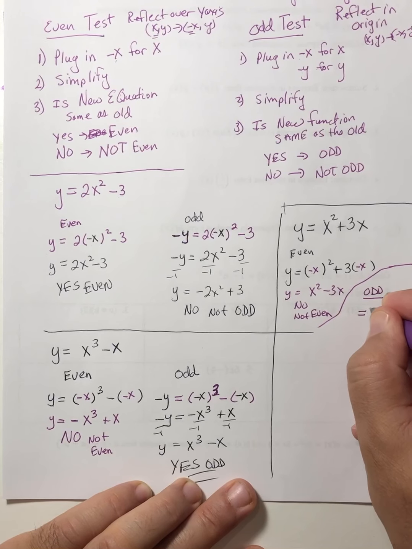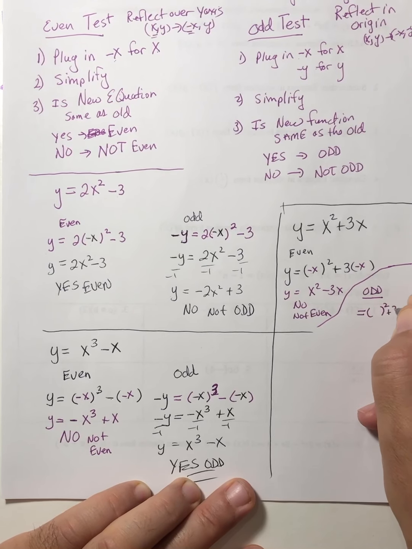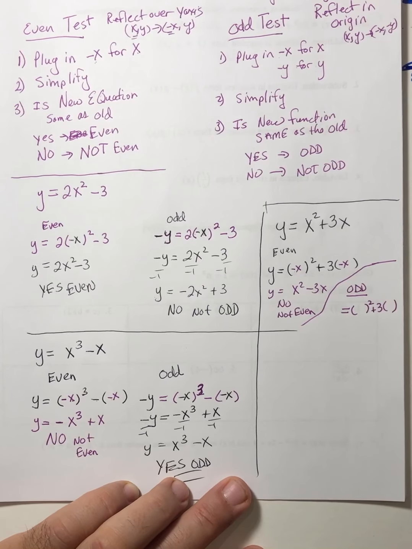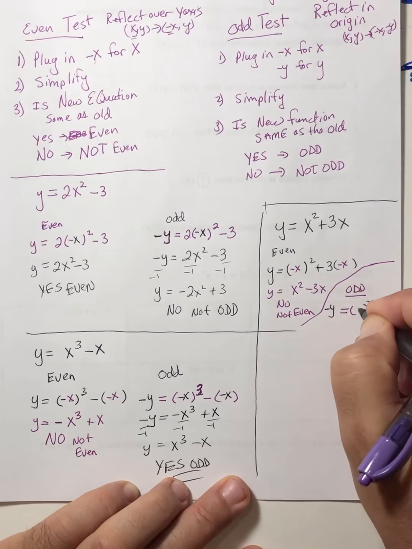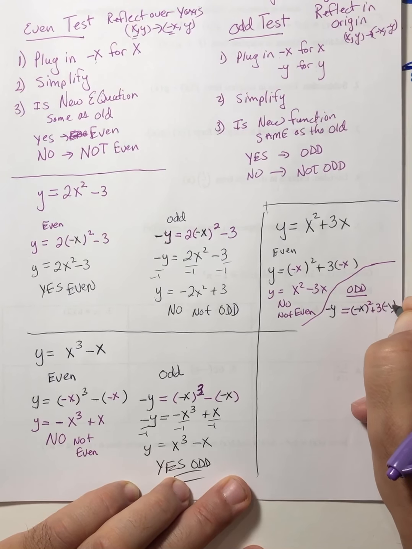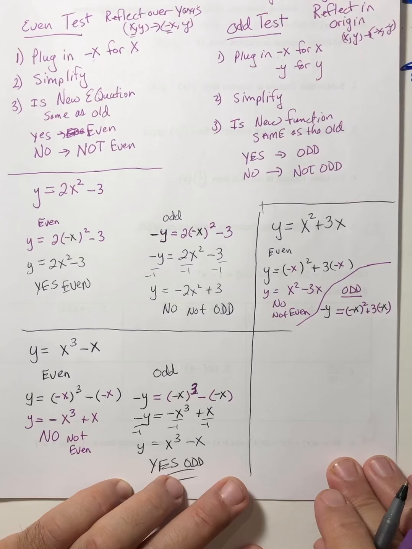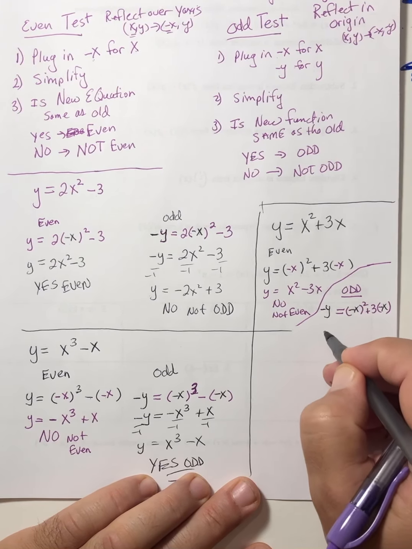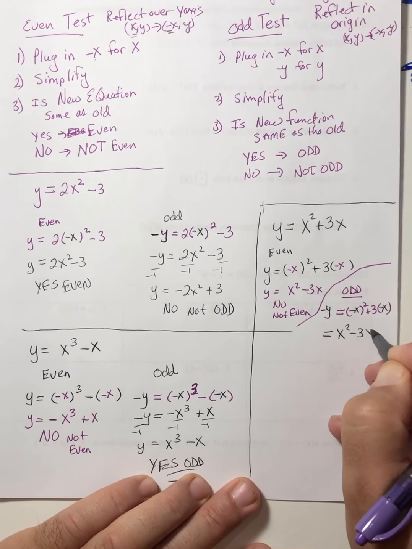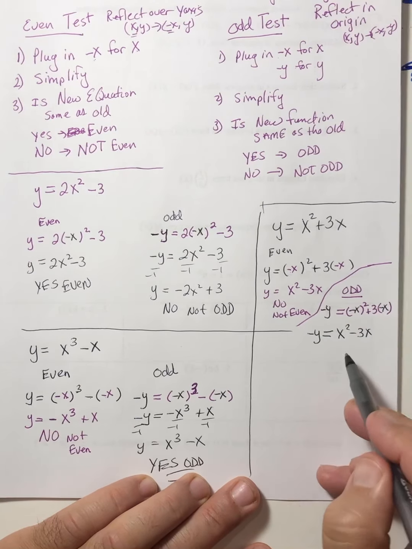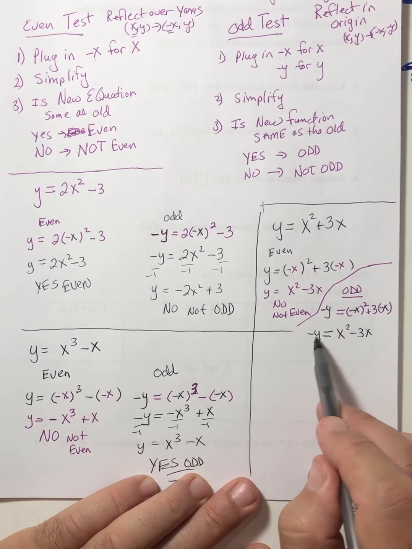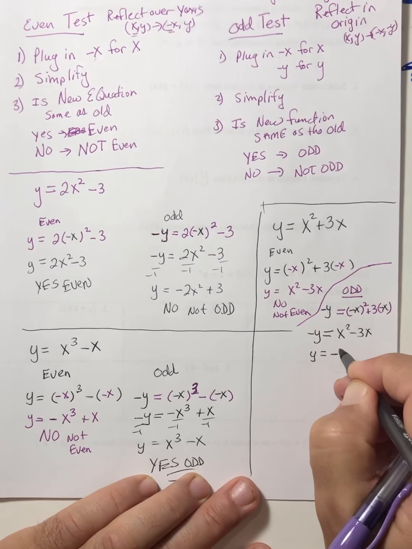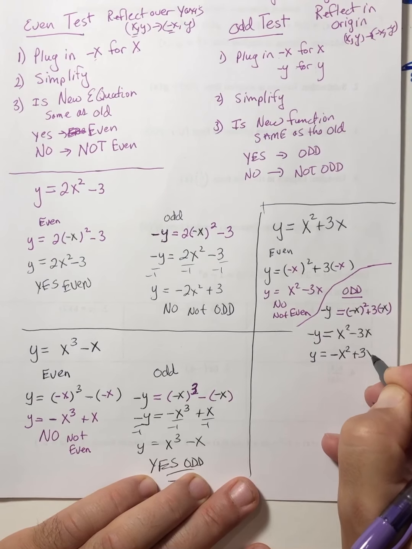Blank equals parentheses squared plus 3 with a parentheses. So negative y, and then I'm going to squeeze in my negative x's here. All right, so here we have x squared minus 3x, and this is equal to a negative y. When I divide by a negative 1, what happens to all my signs? That's right, they all change. So y equals negative x squared plus 3x.